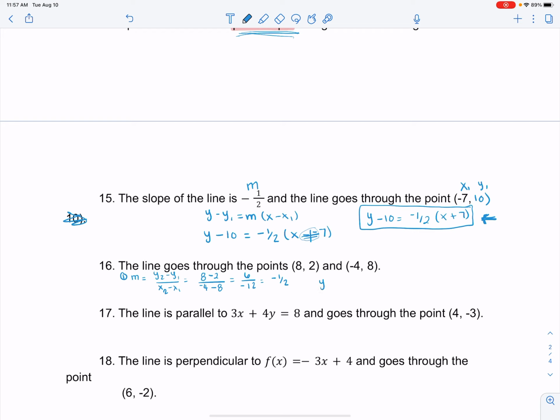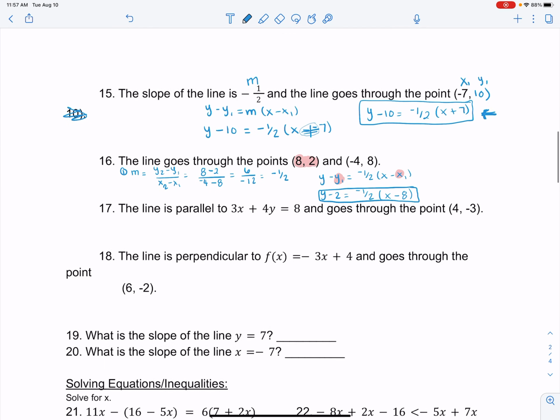So now I know y minus y1 equals m, negative 1/2, x minus x1. Now, it doesn't matter. You have 2 points to pick from. So for your y1 and your x1, you use either of the 2 points you're given. I'm going to use 8 and 2. So y minus 2 equals negative 1/2 x minus 8. If you use negative 4, 8, your answer would look different, but they're both describing the same line, so it's okay.